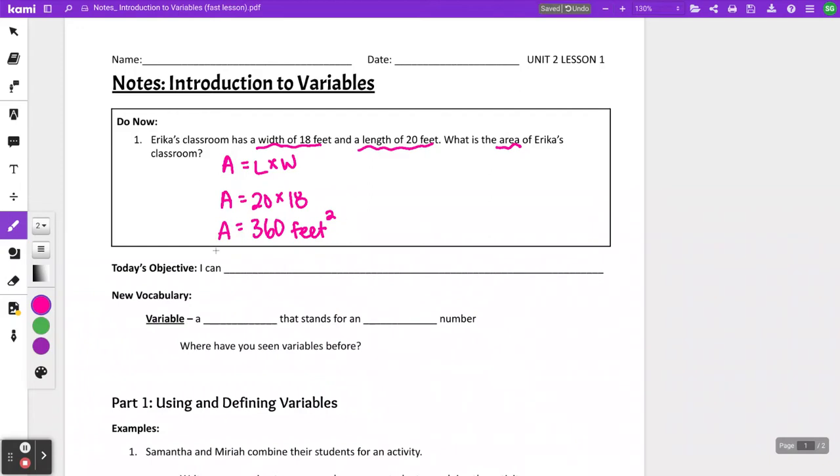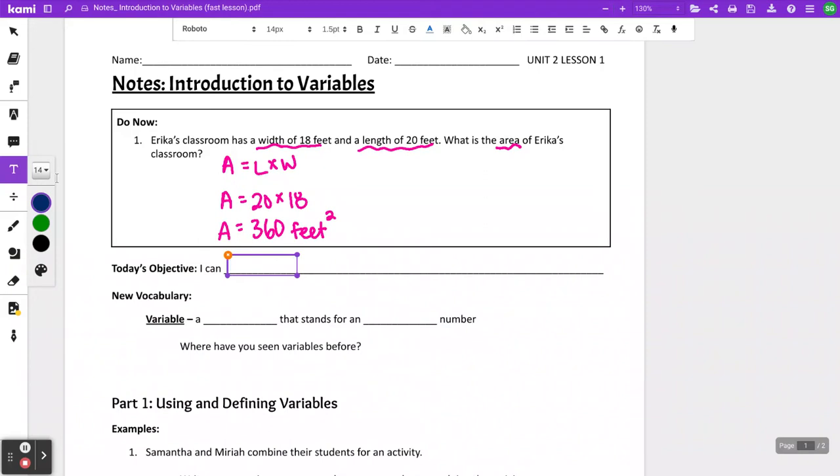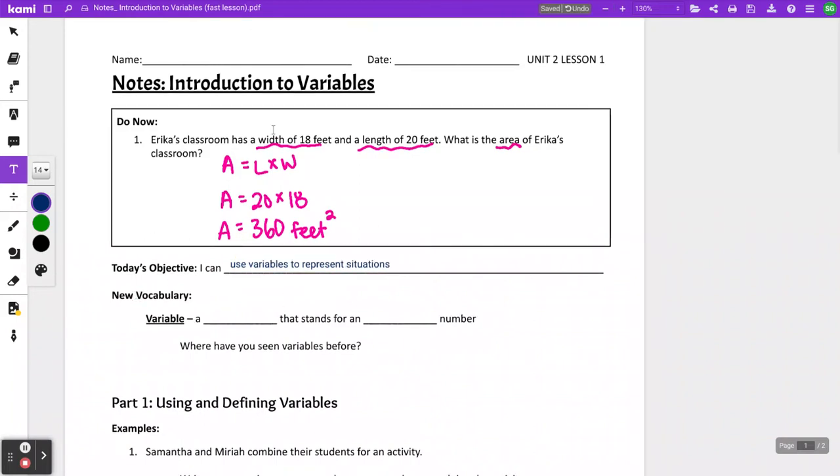I started off our lesson today with this question in particular because our goal for today is that by the end of this lesson, we can use variables to represent situations. And I liked this warm-up question in particular because this question here is using a variable. It is a great question to connect something you already know to what we're learning today.